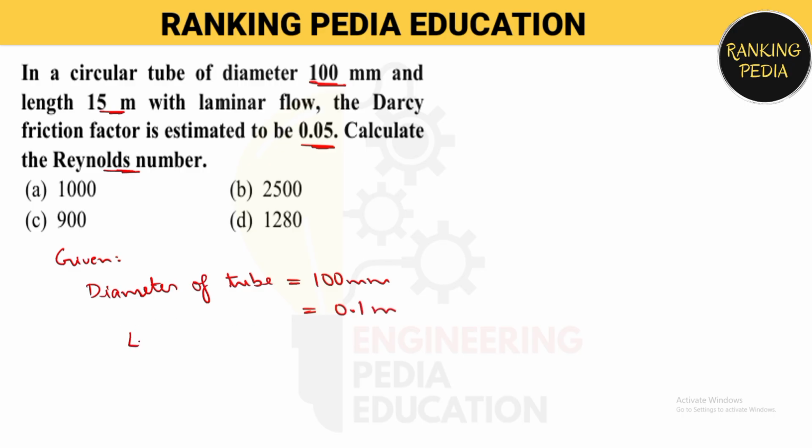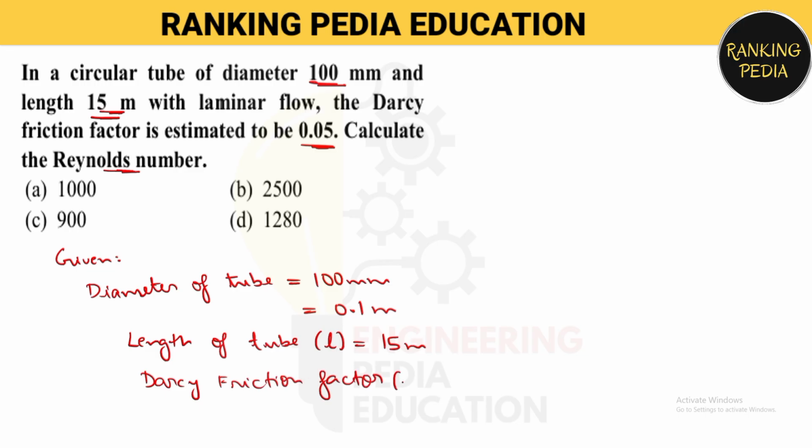Then next quantity is length. Length of tube, denoted by small l, is 15 meter. Next is the Darcy friction factor, denoted by small f, and it is 0.05. And what we have to calculate? We have to calculate the Reynolds number.